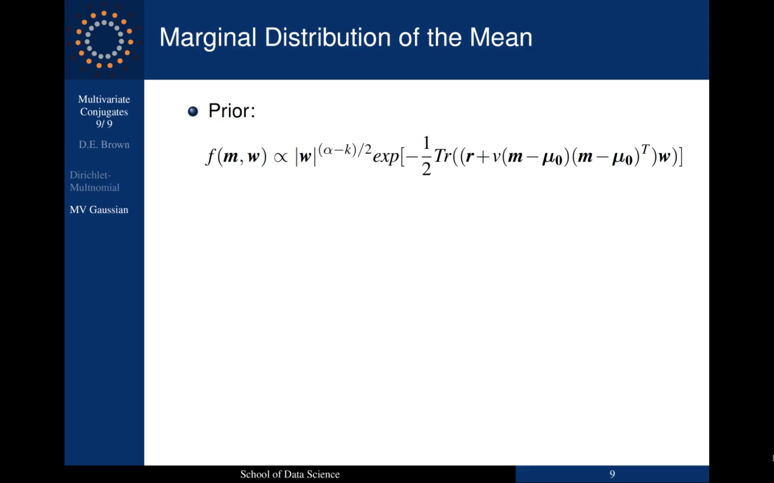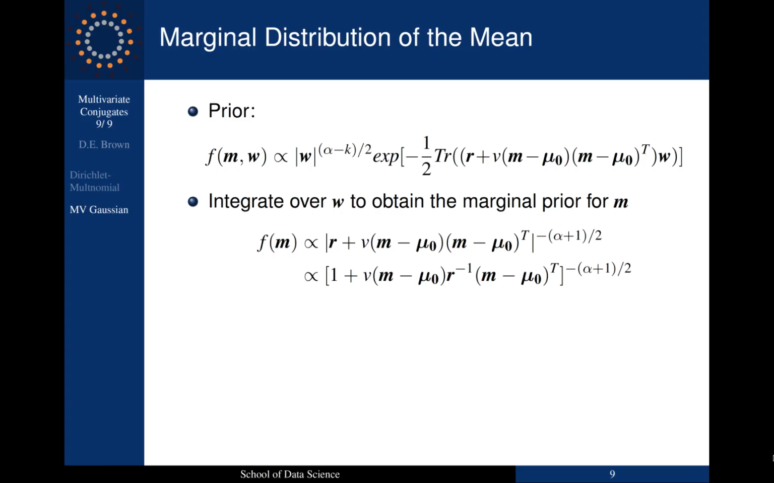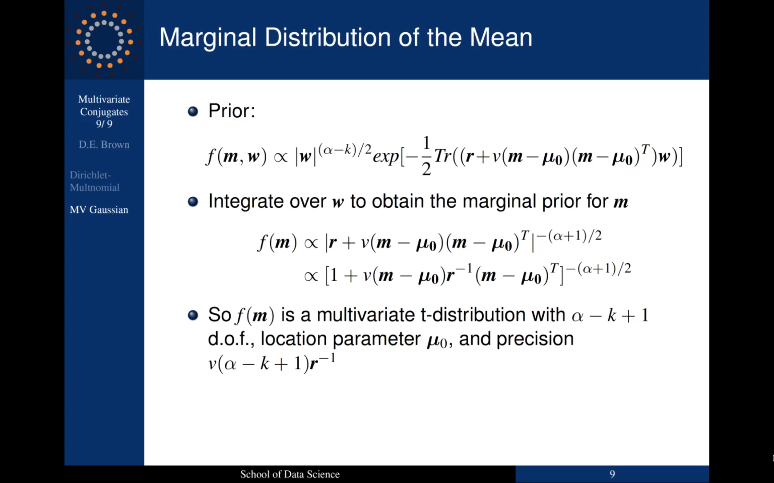Also very similar to what we saw in the univariate case, we can derive the marginal distribution of the mean, knowing that we have a conditional multivariate Gaussian prior for the mean and a Wishart distribution as a prior for the precision. Then we can multiply the two together to get our joint distribution and integrate over the precision. And when we do that integration, we obtain the marginal prior distribution for the mean of the likelihood. And that integration results in a t-distribution.